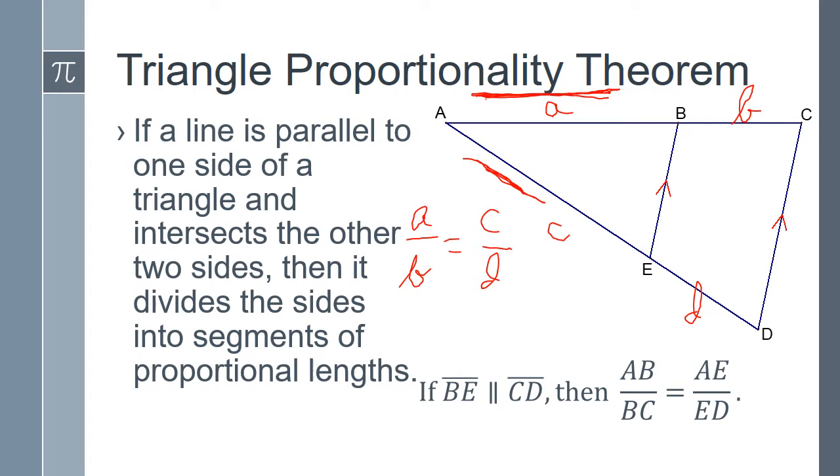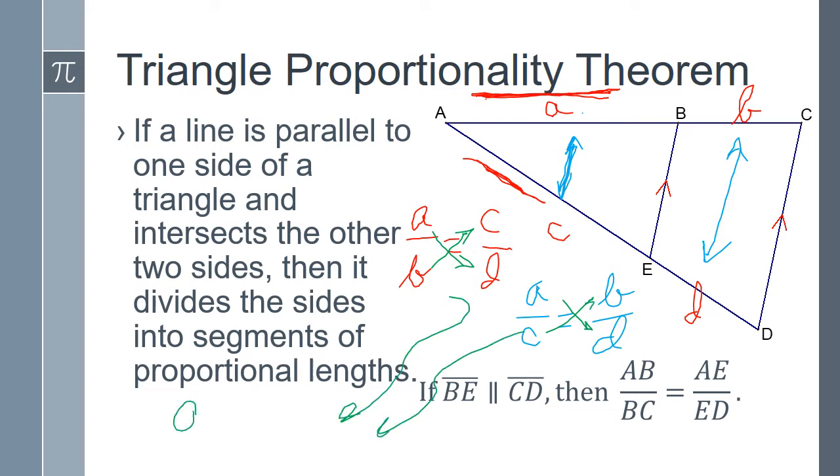But we can also set this up to say that the relationship of the right-sided top over the left-sided top is equal to the right-sided bottom over the left-sided bottom. So A over C equals B over D. And either way, if I cross multiply these things, I end up with AD equals BC.